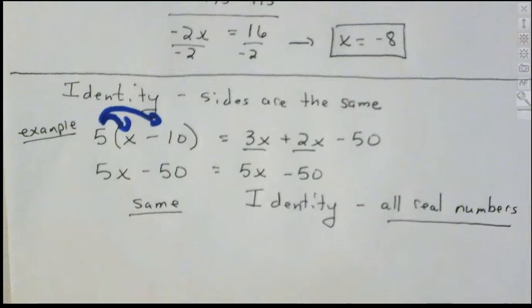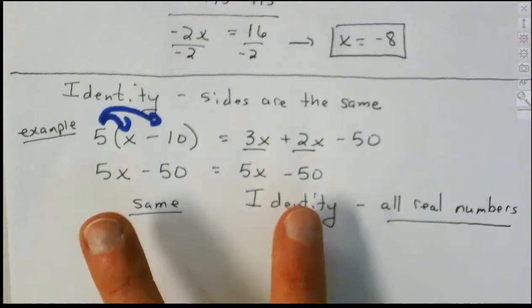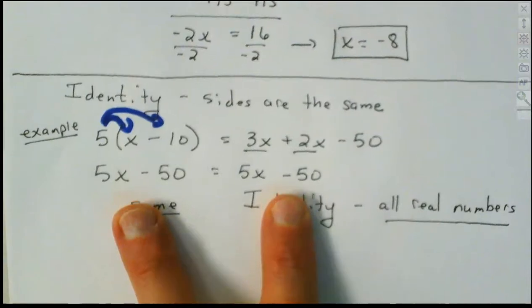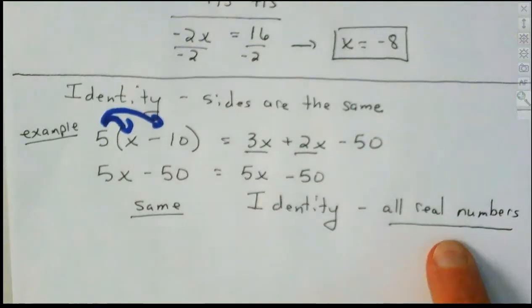You don't have to move the x's over or anything else. Once you get to the spot where you can see these are identical, this is an identity. And your solution set is always, for all identities, going to be all real numbers.